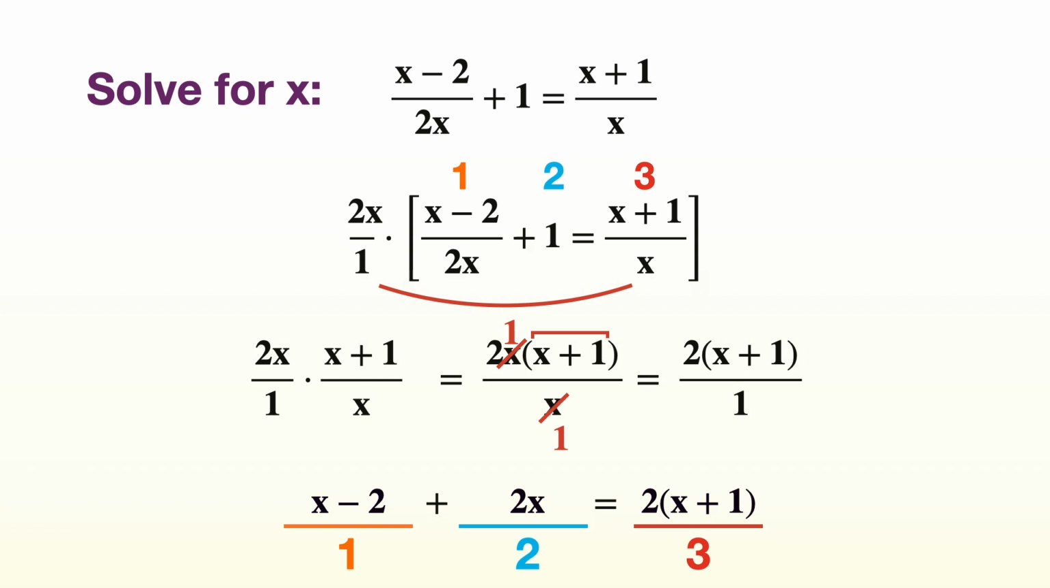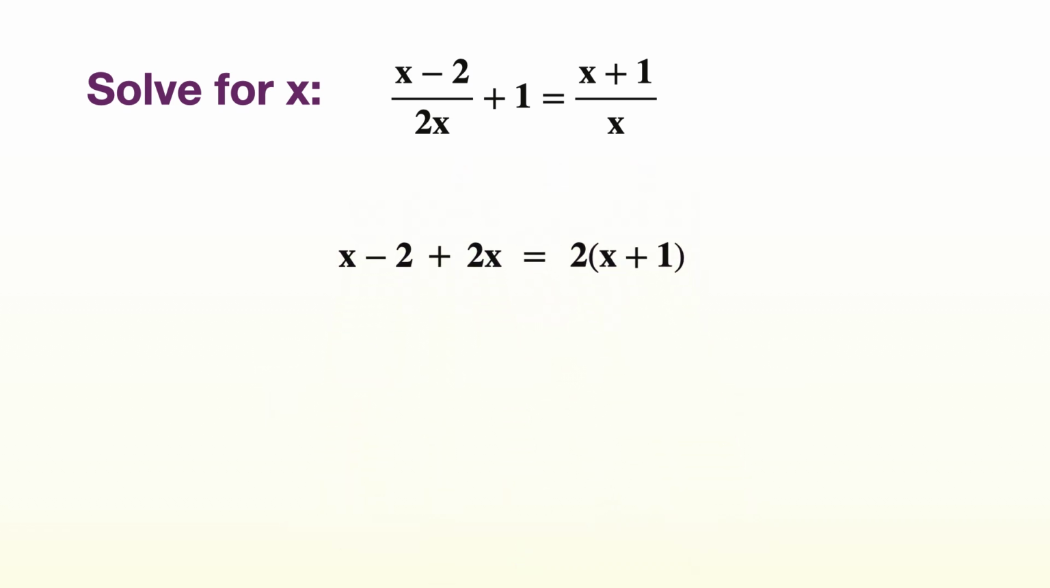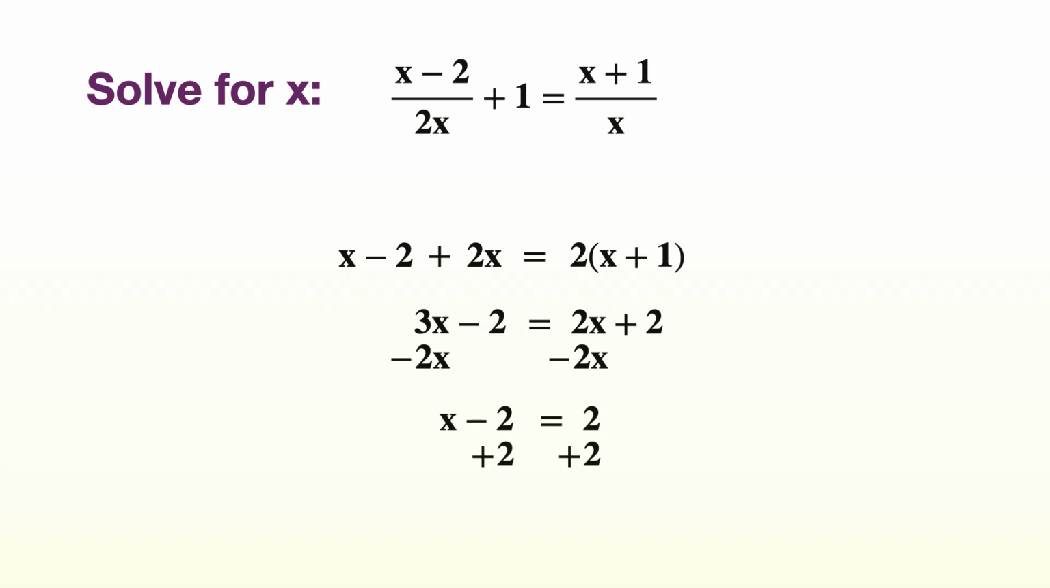Now we will solve this new, simplified version of the original equation. On the left, we add like terms to get 3x minus 2. On the right, we distribute the 2 to get 2x plus 2. Next, let's subtract 2x from both sides, which gives us x minus 2 equals 2. Now let's add 2 to both sides to get x is equal to 4.